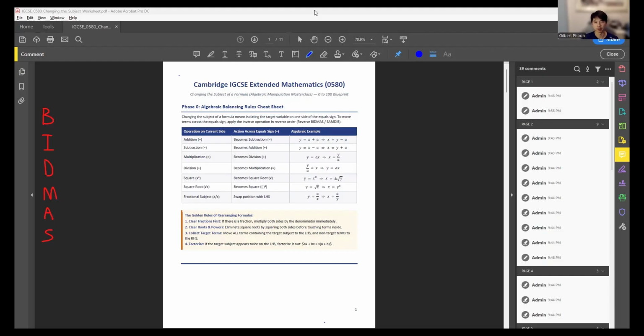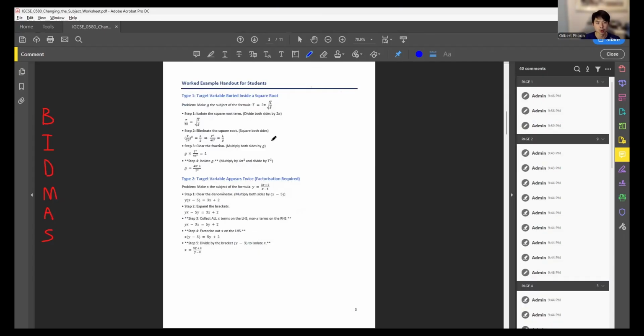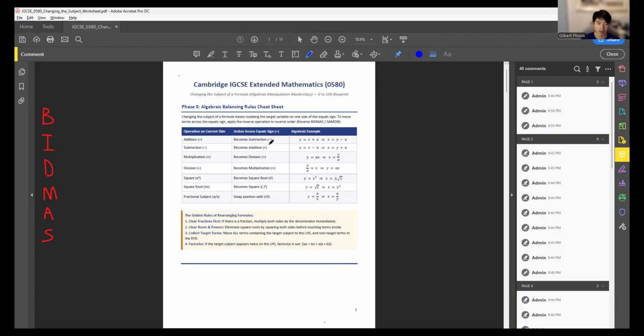For this video, I have broken it down to 5 phases. Phase 0 shows the absolute basics about changing the subject. And then phases 1 to 4 get progressively harder, testing different understandings. I've also included some notes in the worksheet with worked examples that will hopefully help you with your understanding. Now, let's dive right into the exercises.